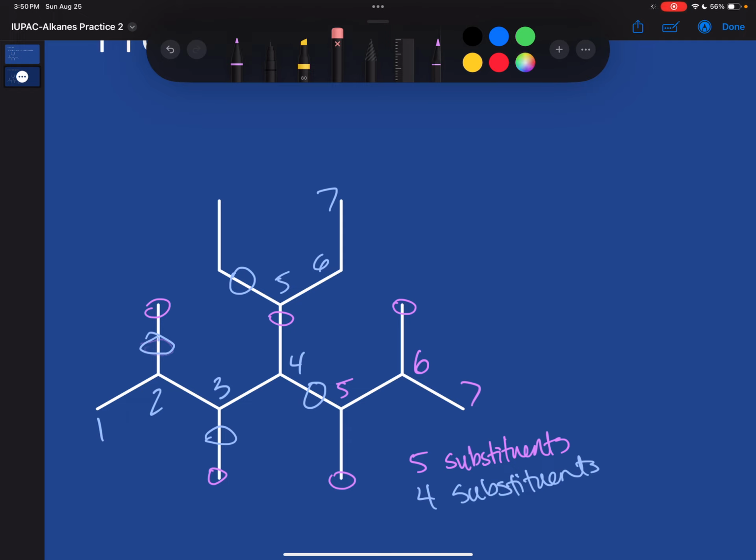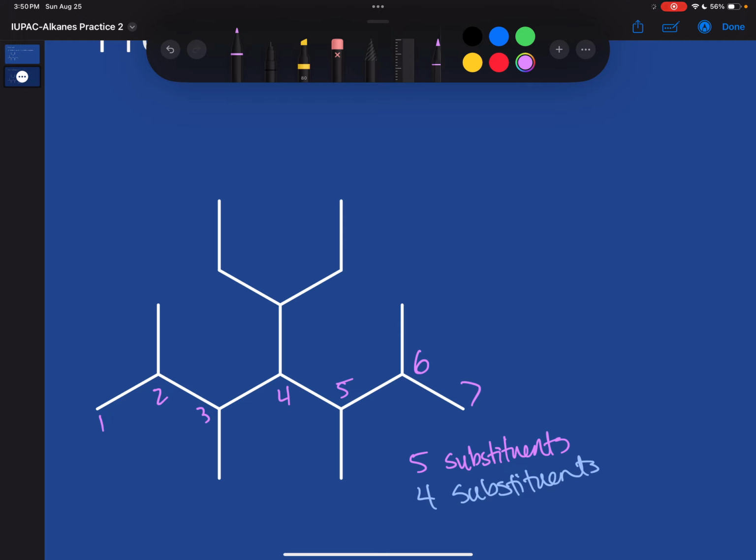So let me go ahead and get rid of all of the blue, so we know what we're focusing on. So all of these right here. Okay, so there's another one. So I want to number this way. Well, I know that that's my longest carbon chain. I don't know that's how I want to number it until I do my substituents.